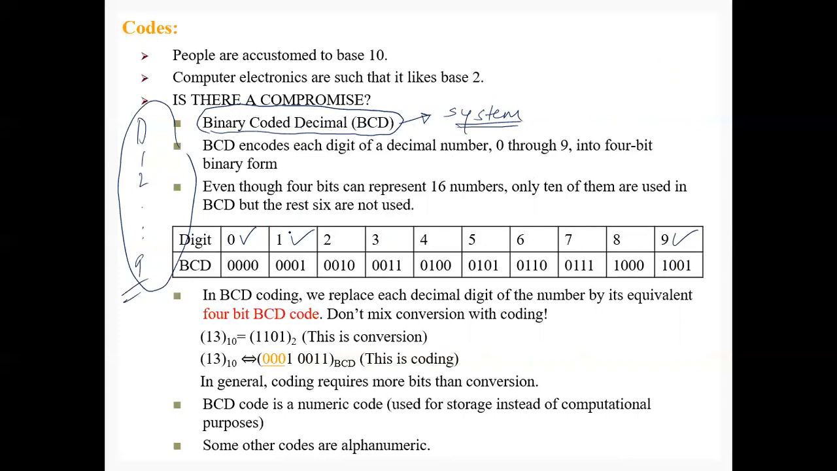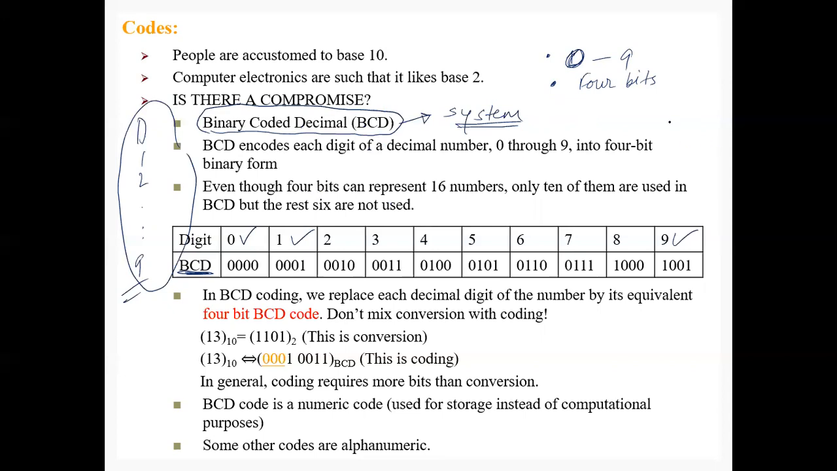It consists of 4 bits. We always take 4 bits in BCD, always. So number 1, we can represent 0 through 9. Number 2, it has 4 bits, in this binary coded decimal system.